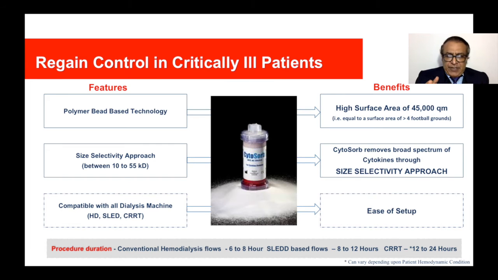Another characteristic of this particular cartridge is that it has a very large surface area, and it's a non-selective, concentration-based removal of the cytokines. It's pretty easy to set up if your patient is having hemodialysis. You can add this filter to the dialysis process. Then it needs to run for about 6 to 8 hours. If you add the same process to slow low efficiency daily dialysis, or SLED, then you might have to run it for 8 to 12 hours. And if the blood speeds are even slower, that means CRRT with 100 to 150, you need to run it for 12 to 24 hours.